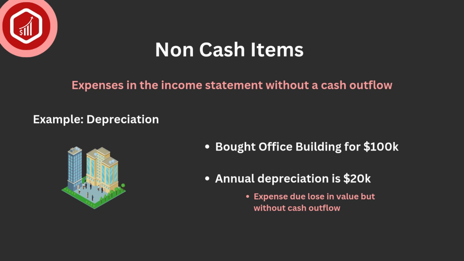A difference between the cash flow statement and the income statement is that in a cash flow statement, we only see the cash inflows and outflows, but sometimes there are non-cash items. A very popular non-cash item is depreciation. Here we have no cash outflow, but a cost. If we bought, for example, an office building for $100,000 and we have a yearly depreciation of $20,000, our office building decreases $20,000 in value, but without a cash outflow.